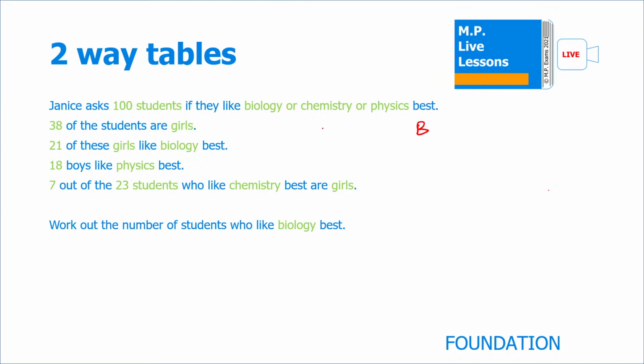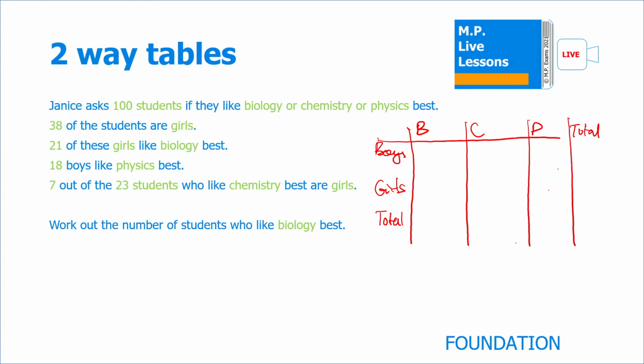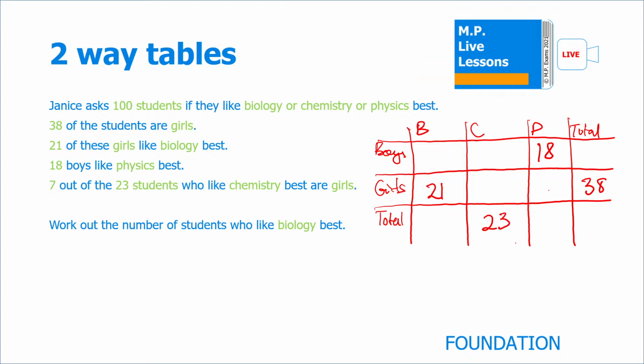So we'll do in the top biology, which is a B, chemistry, C, physics is a P, and then we'll do the boys, and then the girls. And don't forget you'll need total columns as well. We'll put down the information. So in total there are 38 students who are girls. 28 of these girls like biology best. 18 of the boys like physics best. And 7 out of the 23 students who like chemistry, so there are 23 students who like chemistry overall, are girls. So 7 here. And the total here is 150.